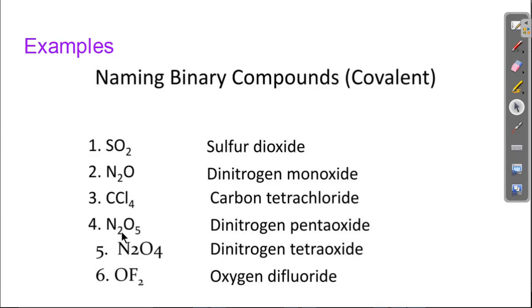Nitrogen, but how many? Two. Dinitrogen. Oxygen is going to be oxide. How many? Penta. Pentaoxide. Dinitrogen pentaoxide. Okay, nitrogen here. How many? Two. Dinitrogen. This is going to be named oxide. How many? Four. Tetraoxide. Mono, you don't need to mention that. So just oxygen. Two of them.